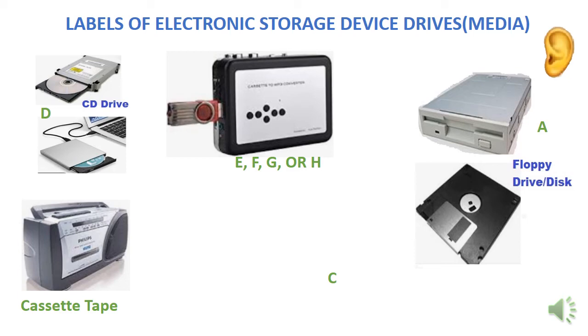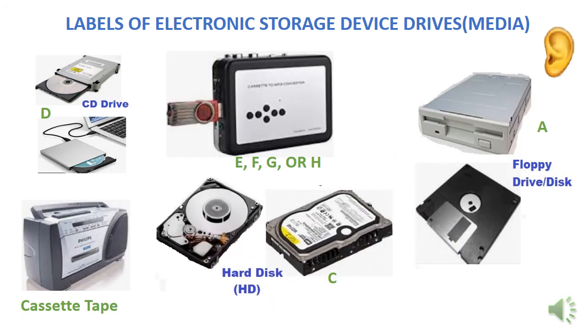Here is cassette tape. You can't see this on the computer system. I hope you know that. Good. Then we have the hard disk, always labeled as disk C. Your hard disk is labeled as disk C. Your CD drive is labeled as disk D. Your flash is labeled as disk E, F, G, or H. And your floppy disk drive is labeled as disk A in your computer system.